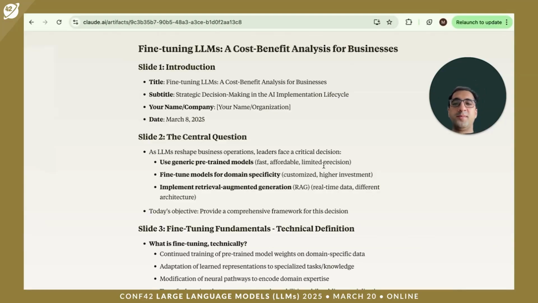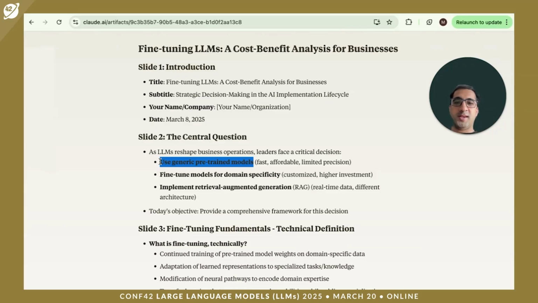In every use case, the central question that every business operations person or stakeholder needs to answer is: is it possible for us to use just pre-trained models that are out there from OpenAI, from Claude? The reason being, they are out of the box. There is no need to do any fine tuning there. They are fast, they are affordable.